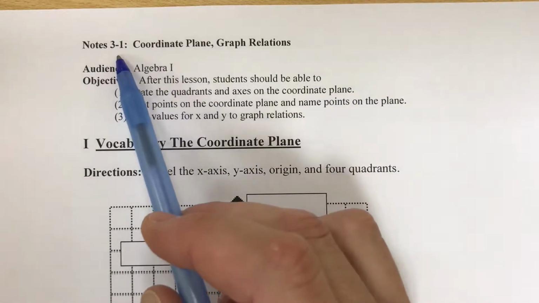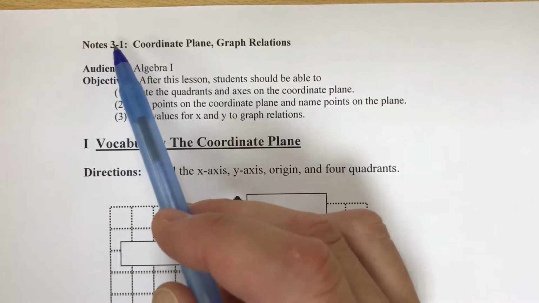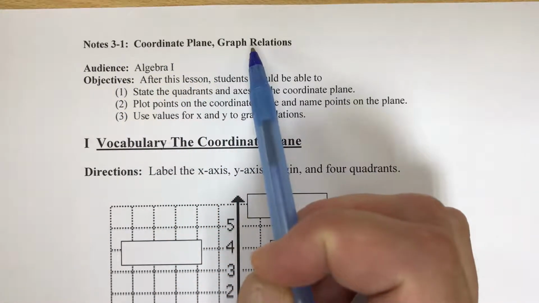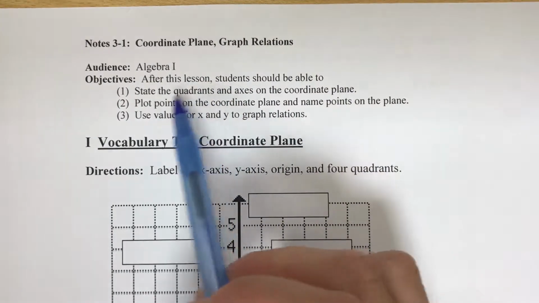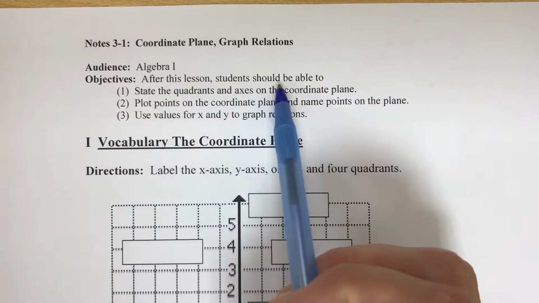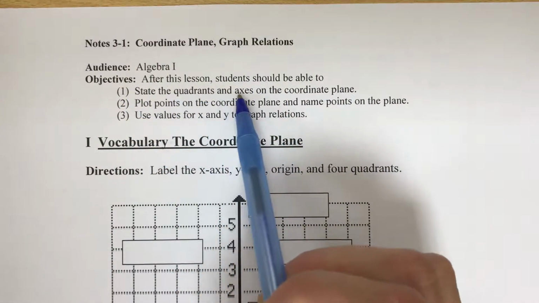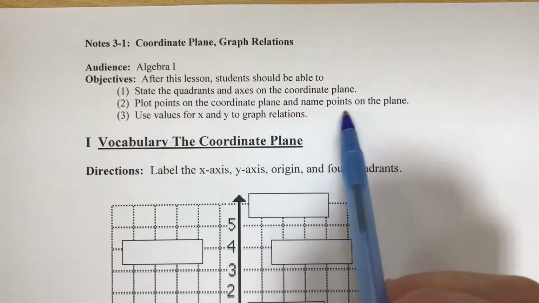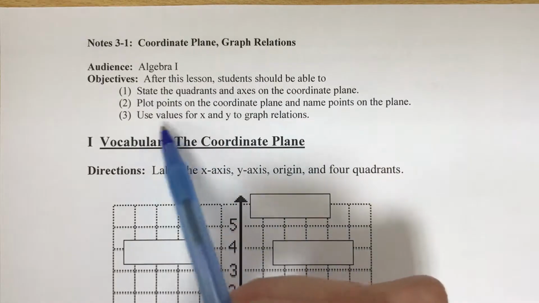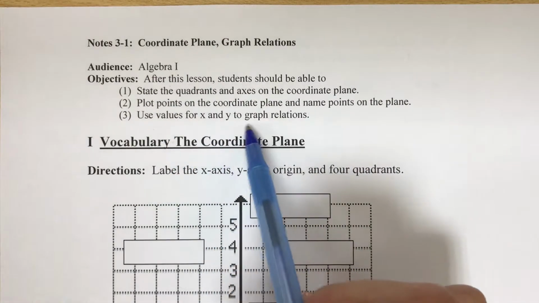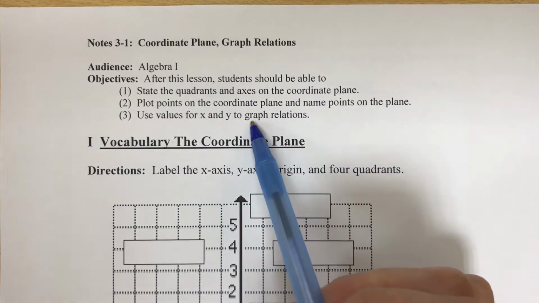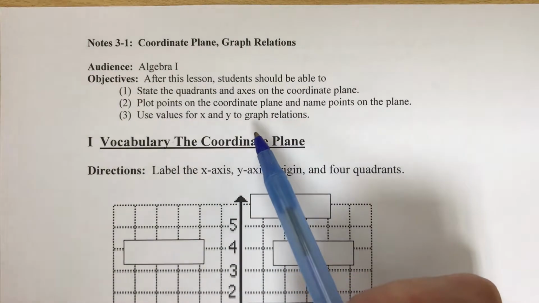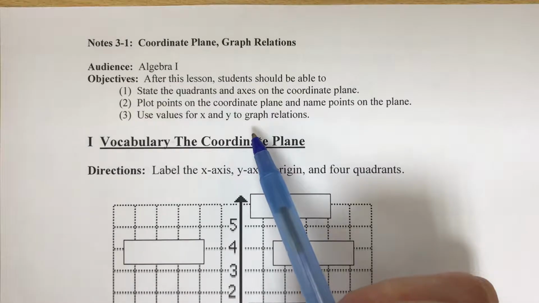Okay, Algebra 1 fans, our topic for today is Notes 3-1, Coordinate Plane, Graph Relations. Our goals for today: after the lesson, we should be able to state the quadrants and axes on the coordinate plane, plot points on the coordinate plane, name points on the plane, and use values for x and y to graph relations. Now, some of this is probably a review, but there may be some new concepts as well. Before we begin, let me give you your joke of the day.